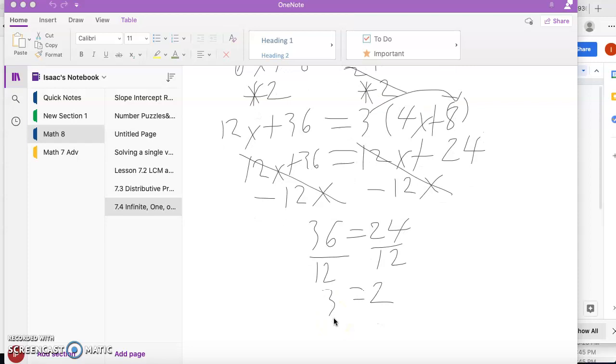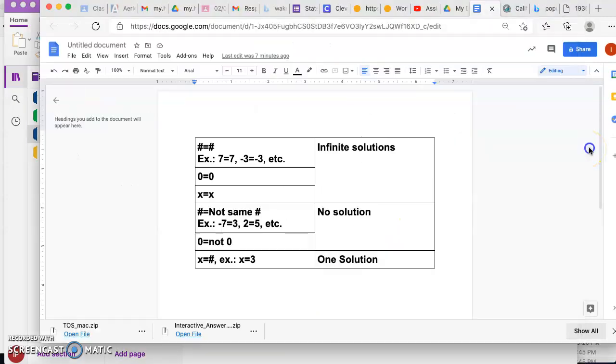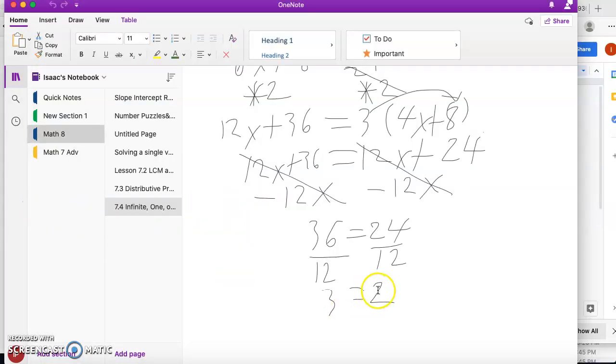No, it doesn't. And if I look at my handy-dandy chart that I made, I'll notice this is a case of, let's see, oh, number equals not same number. Yeah, this 3 equals 2 right here, that means my final answer is not 3 equals 2. My answer is no sol. That is an abbreviation meaning no solution.